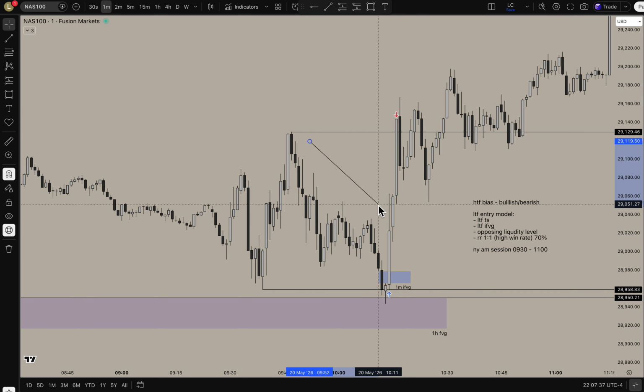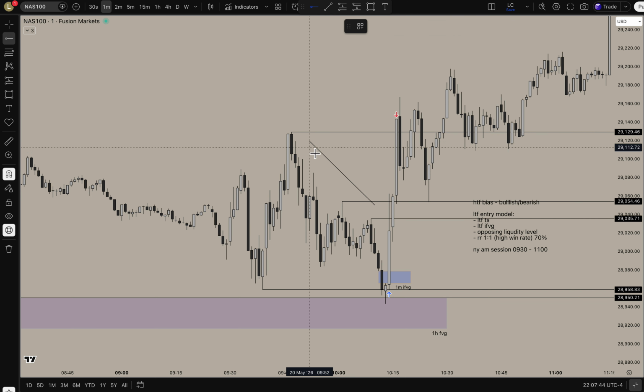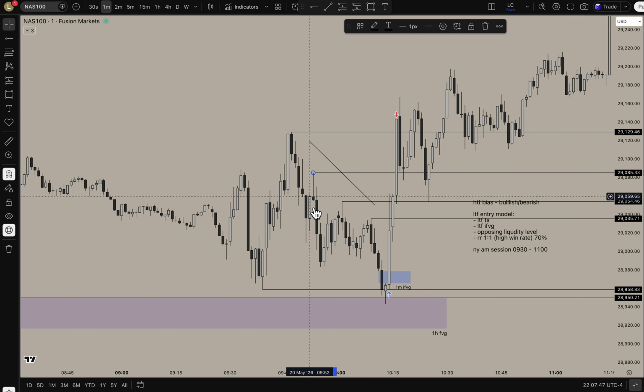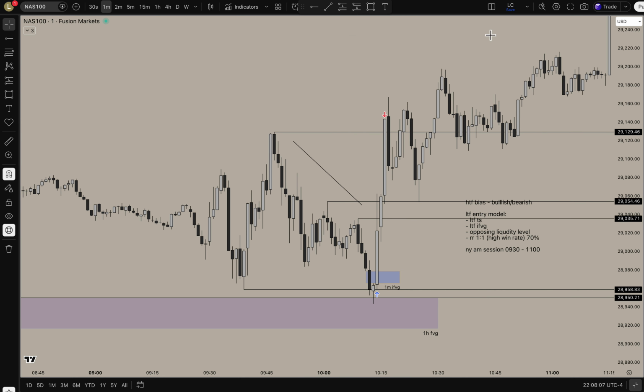So what do we mean by low resistance liquidity? So points here like this, like here, here, and here, price engineered these levels in anticipation for future raids. So traders with short positions would put their stop loss above these levels, and that's where liquidity stands. These levels are primed to be raided, and so we know that price is going towards the upside.